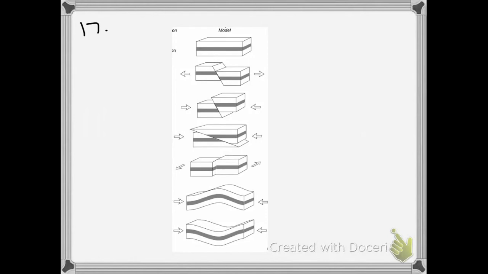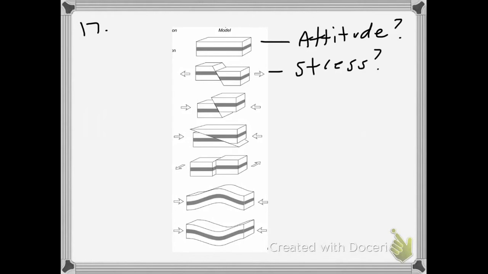Question number 17. You're going to see this diagram in many preceding slides, so one thing at a time. What is the attitude of beds in this first little picture? They're horizontal. What type of stress is shown in this next one? Tensional. And now, compressional. What type of stress in this one? Compressional. And now, shear here, compressional, and this one, the same, compressional.